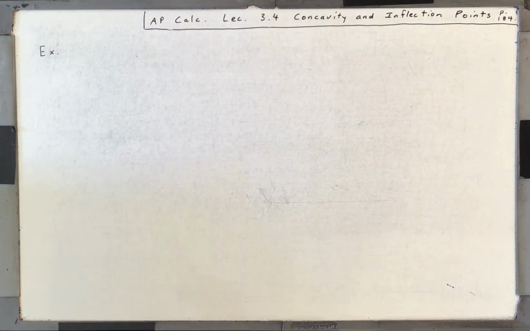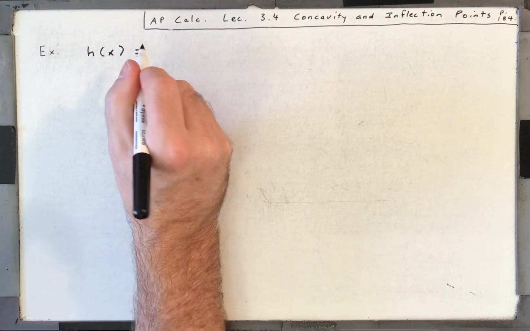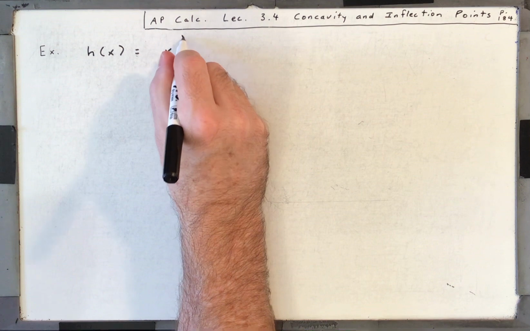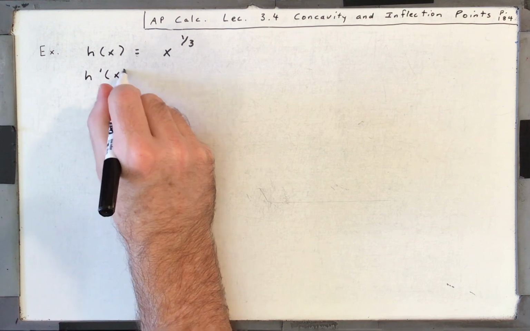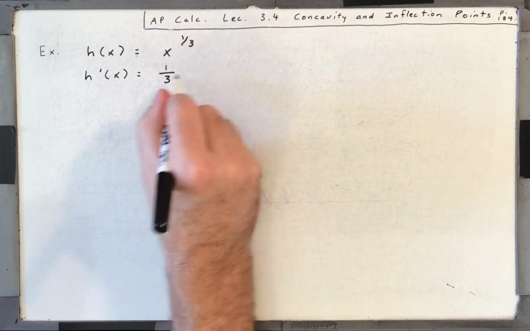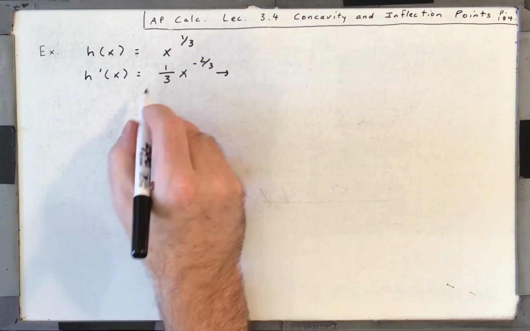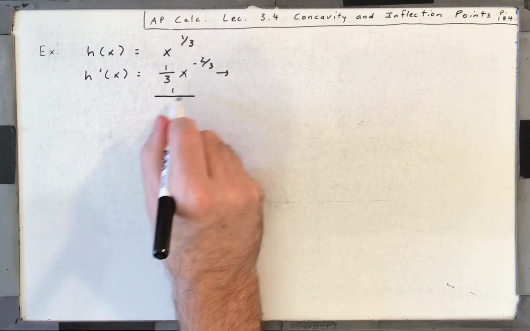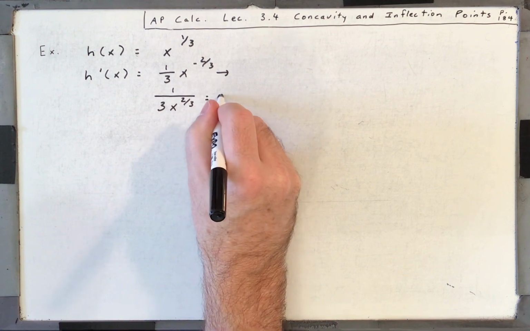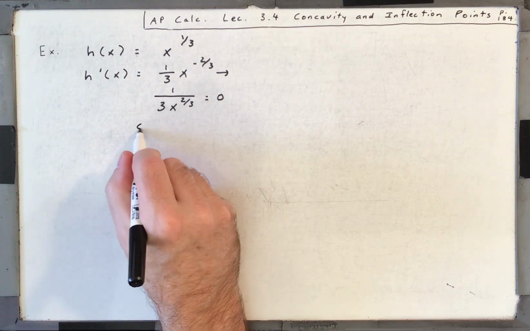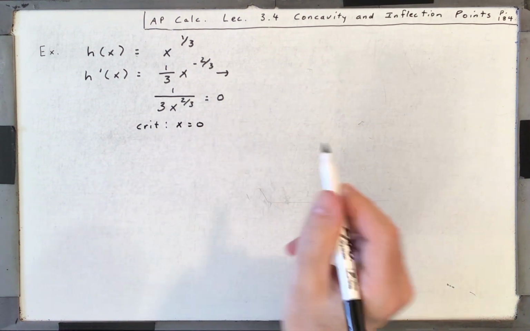And our last example is the same as yesterday. We had h of x is equal to x to the 1/3. So we took our first derivative. That's 1/3 x to the minus 2/3. All right, that's going to be 1 over 3x to the 2/3. We know that can never be 0. However, we have a critical point where it's undefined at x equals 0.